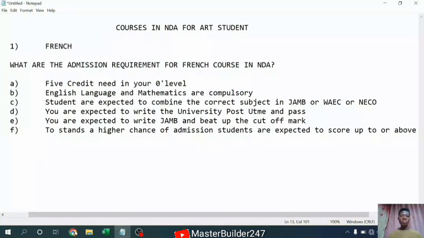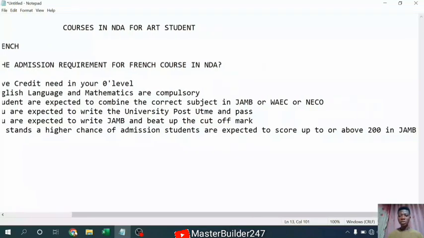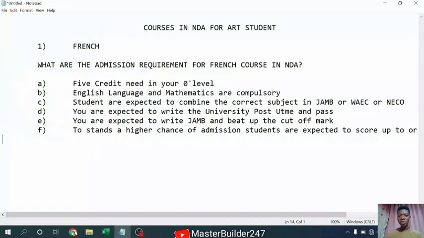Now, these are what you need to have to be able to apply for French in the Nigeria Defence Academy. French is one of the hard courses. These are just the requirements I've listed from A to F. You can go through them, and if you have any question concerning that, you can comment. Now the second hard course in Nigeria Defence Academy.